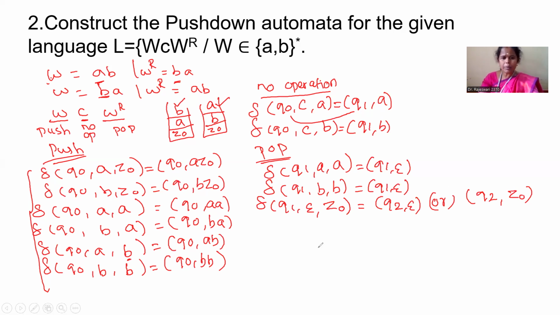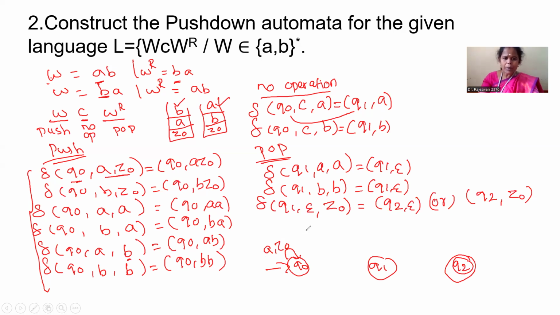for W C W^R. How do you give a diagram? q0 is our initial state. Then we have q1. Then q2 is our final state. So in state q0, what are we doing? Just look at the transition functions. In state q0, for A, the stack symbol Z0 is not written; A comma Z0 goes to A Z0 as such.